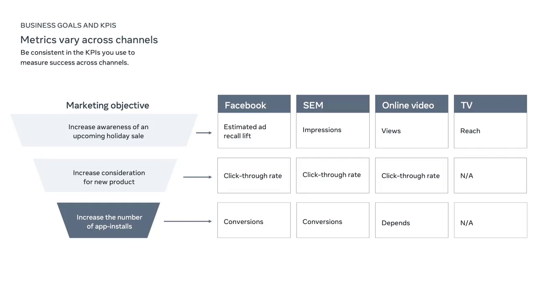If the objective is to increase consideration for a new product, then your client can use click-through rates on social media, search engines, and online video. However, they might not have a metric that they can use to measure campaign effectiveness for the consideration objective with television. Similarly, if the objective is to increase the number of app installs, your clients might consider conversions for paid social and search engines. However, depending on the platform, they may not be able to measure the success of the online video campaign. They might not have a way to measure conversions for a TV campaign either.